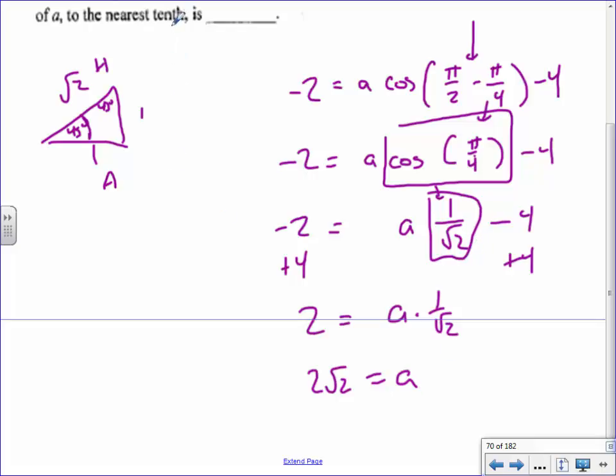Now, this one asks you to get it to the nearest tenth, so all you've got to do is just type in 2 root 2. But in theory, they could make a numeric response and make it a root b equals a, and then your answer would have been like 2, 2.